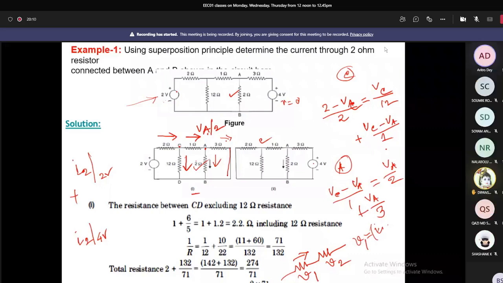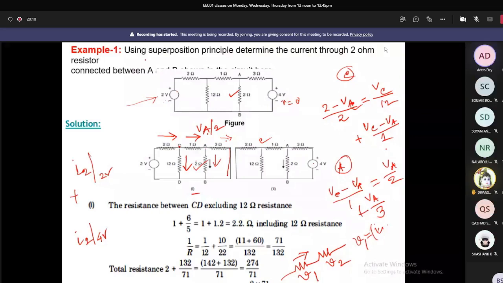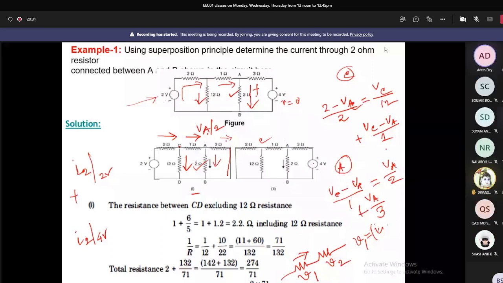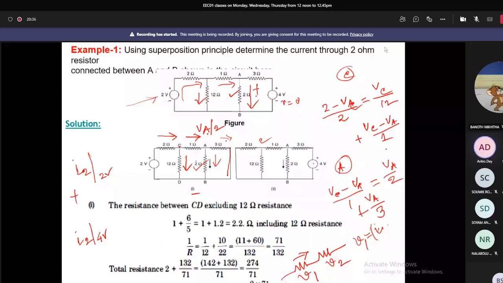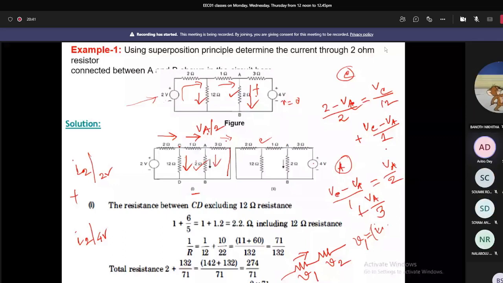Algebraic means you have to take care of the direction. Whenever you take 2 volt only, current will flow like this, from A to B. So we take A to B as the positive direction of the current. For the second one also, the 4 volt source, whenever you replace the 2 volt source, it will flow like this, but A to B is always the same direction. It is entering through A and then passing through B. Same direction means you have to add. If it is in the other direction, you have to use the minus sign. Algebraic sum of the current.